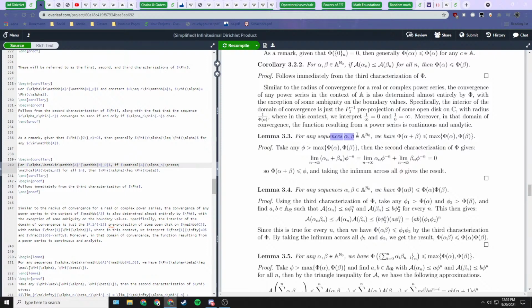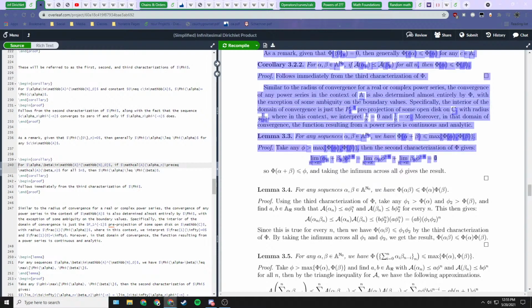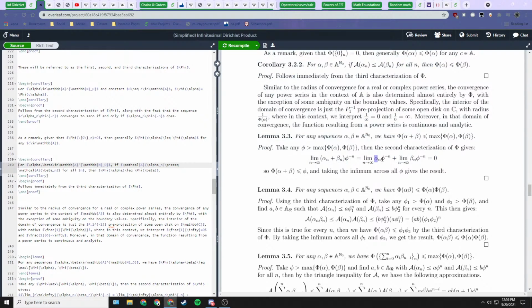So the first lemma for this next upcoming theorem is sub-additivity of phi. We've gone over that one before. We just use the second characterization, which is based on limits tending to 0. So if we have some phi greater than the max of these phi values, both of these limits will tend to 0. And then because of the linearity of limits, this is just the limit of their sum, which means that the phi value of the sum is less than or equal to the max of the phi value of either one. And then, of course, by taking the infimum.